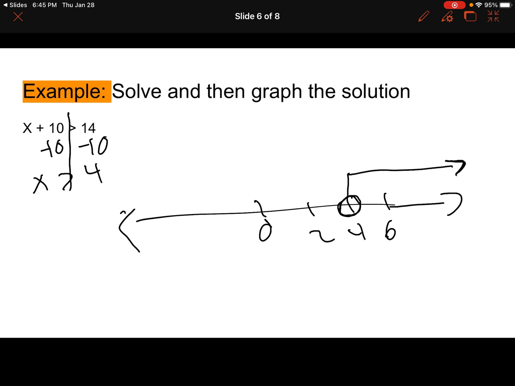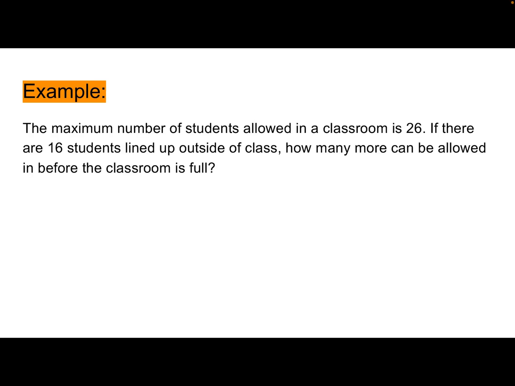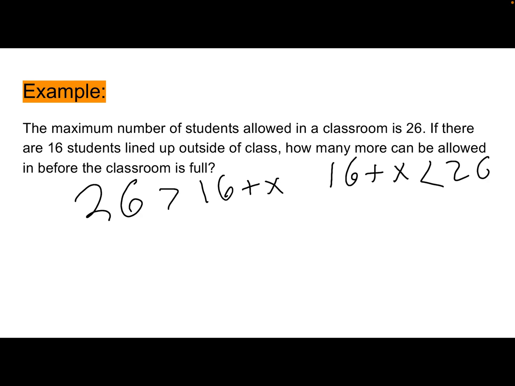All right, now let's go into a word problem for this one here. So the maximum number of students allowed in a classroom is 26. If there are 16 students lined up outside of class, how many more can be allowed in before the classroom is full? All right, so we have 26 students in class, so this is going to have to be less than 26 here, so I'm going to put the sign pointing to our 26. And then we have a 16 plus x. So our 16 plus x has to be less than 26. You could also write this as 16 plus x is less than 26.